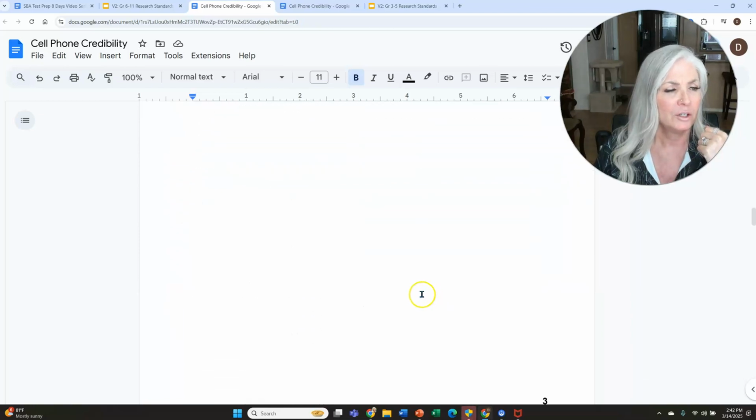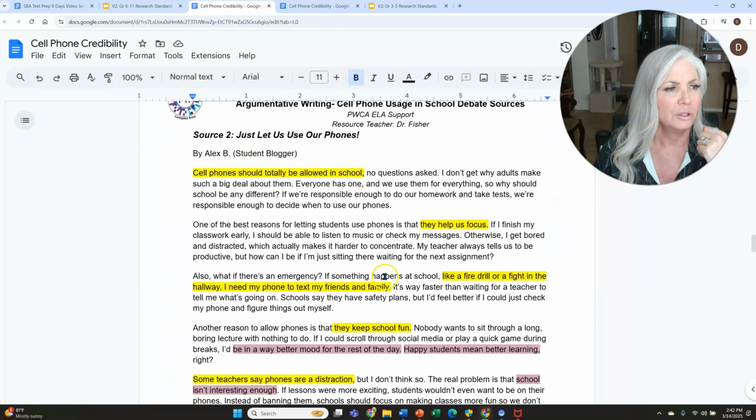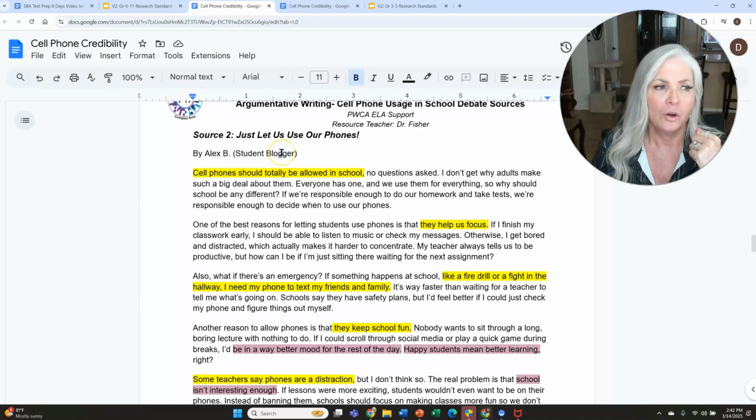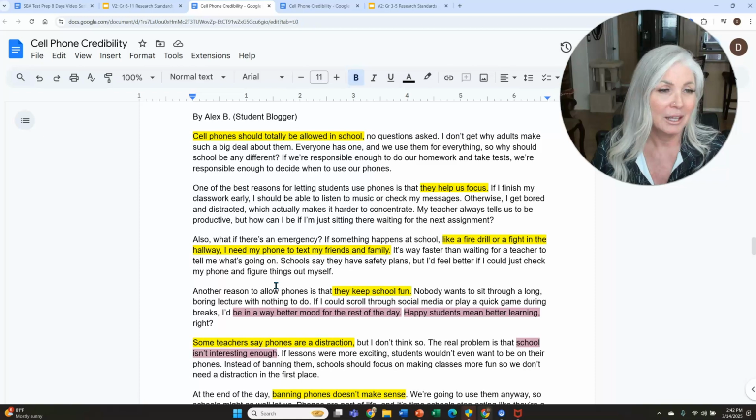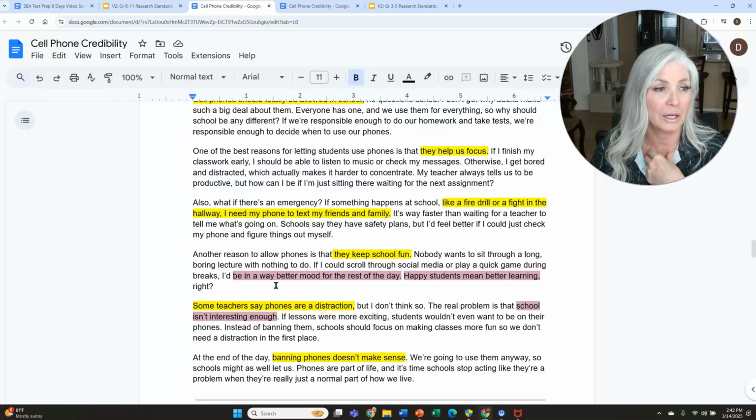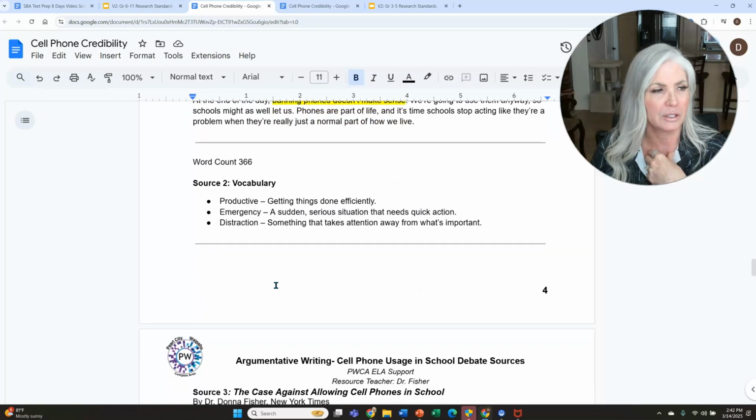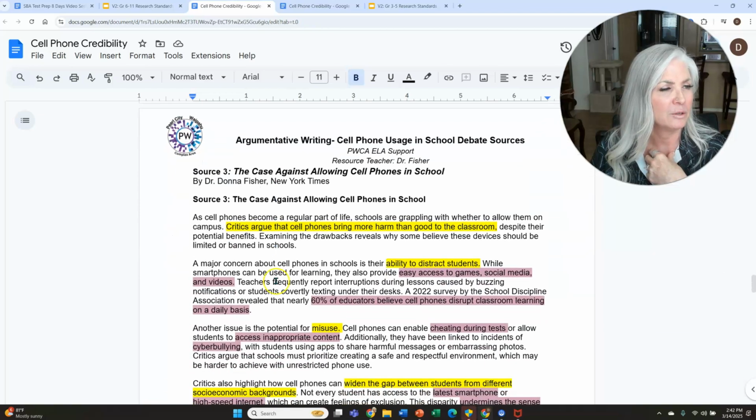Then we have source number 2. Source 2 says, just let us use our phones. And this is by Alex B., student blogger. Even if Alex has some really fabulous things to say, and he researched it and did a great job, because he's a student, this would be a weak source. So we're really looking for authoritative sources, so people who are authorities on the subject, right? Experts on the subject. So this next one is written by Dr. Donna Fisher from the New York Times.